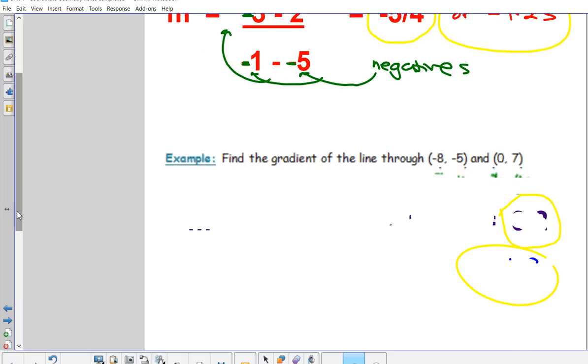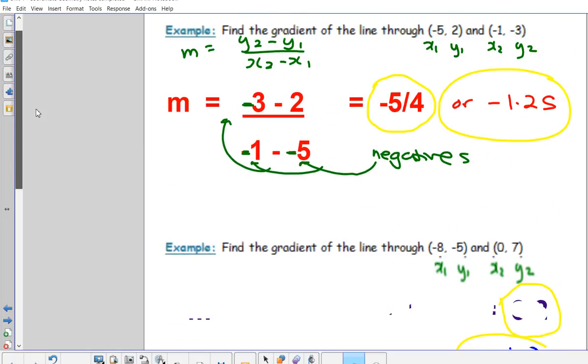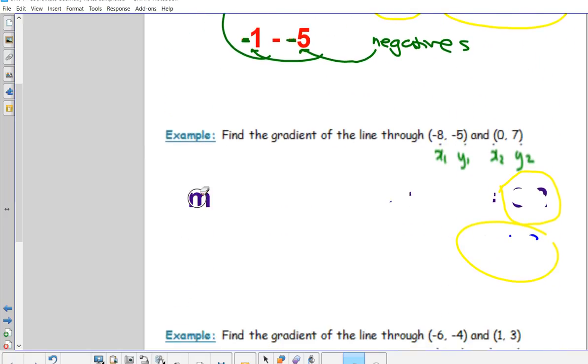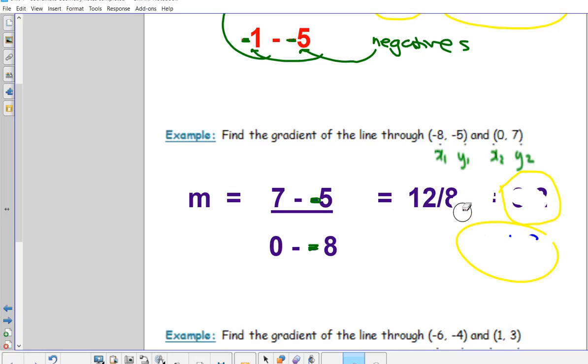Let's do another practice just for the sake of repetition. Find the gradient of the line through these 2 points. Don't forget to label. So hopefully you've paused and tried it yourself, and now you're checking your answer with me. The gradient formula is up here if you need it again. So little m equals y2 minus y1, 7 subtract negative 5, over x2 minus x1, 0 subtract negative 8. Notice I'm putting the negatives in green again. That becomes 7 plus 5, which gives you 12. That gives you 0 plus 8, which gives you 12 over 8. Because you can divide the numerator and denominator by 4, it becomes 3 over 2, or 1.5. So you can have it as a fraction, 3 over 2, or as a decimal, 1.5.